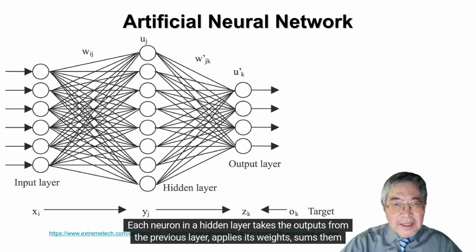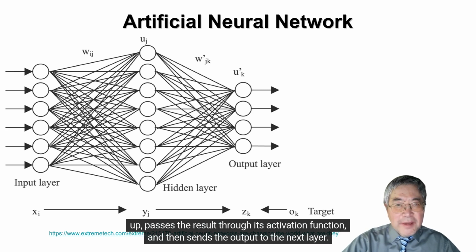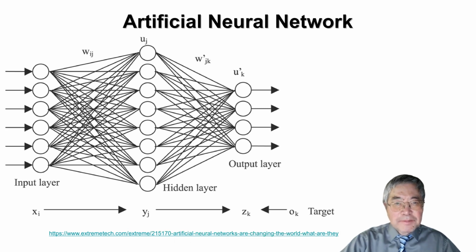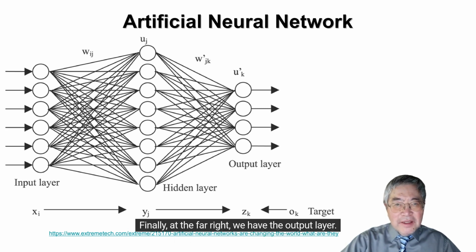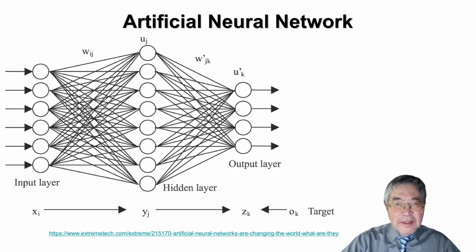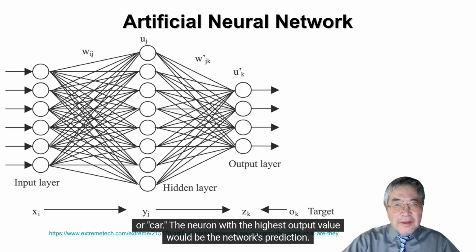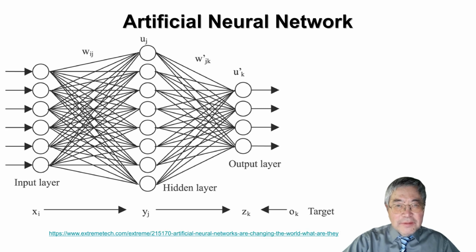Each neuron in a hidden layer takes the outputs from the previous layer, applies its weights, sums them up, passes the result through its activation function, and then sends the output to the next layer. These hidden layers are where the network learns increasingly complex patterns. Finally, at the far right, we have the output layer. In a classification task, each neuron here might represent a possible label, for example, dog, cat, or car. The neuron with the highest output value would be the network's prediction.